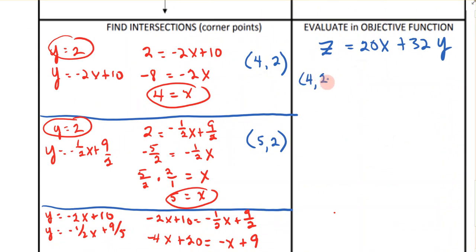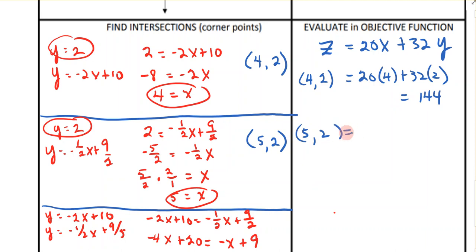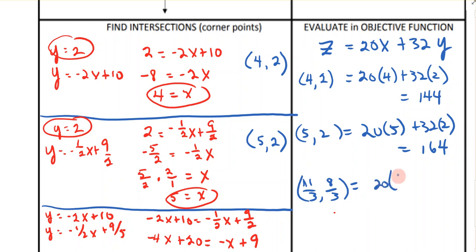So for (4, 2), we have 20 times 4 plus 32 times 2, and that equals 144. For (5, 2), we have 20 times 5 plus 32 times 2. That's going to equal 164. For (11/3, 8/3), we'll plug in, and we have 20 times 11/3 plus 32 times 8/3, and that equals 158 and 2/3. And we are looking for the smallest number. So 144 is our answer to that, and it occurs when you have 4 of the fruit and 2 of the nuts.